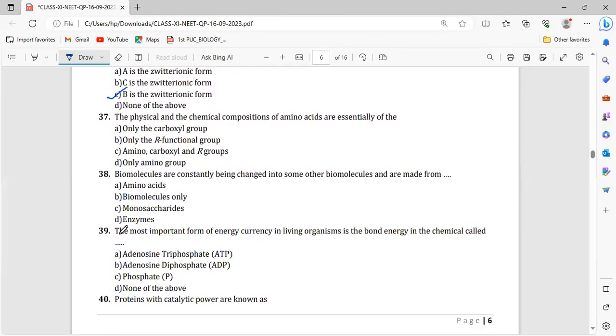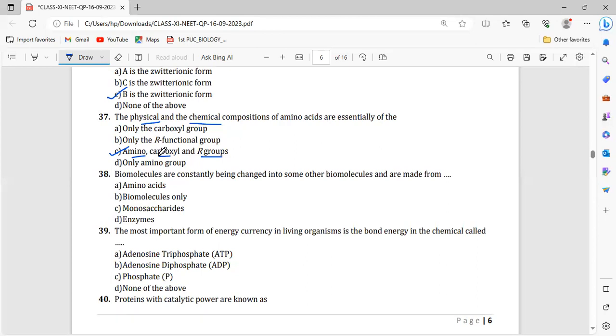37. The physical and chemical properties of amino acids are essentially dependent on. It will depend on all the functional groups. Here we have the amino group, carboxylic acid group, and R group. So the physical and chemical properties of an amino acid will depend on all these three functional groups.